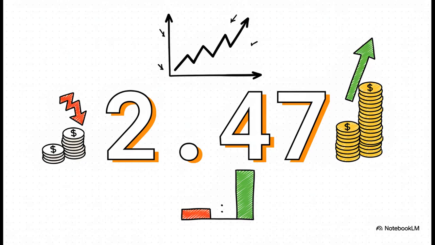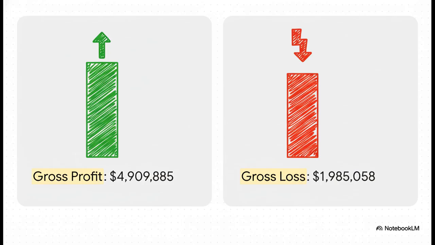Think about that for a second. For every single dollar it lost, it made back almost $2.50. I mean, that's not just a slight edge. That's a massive, massive advantage over the market. And this slide really shows you the raw power behind that number. Let's be clear, this thing wasn't perfect. It did lose money, almost $2 million in losses. But look at the other side. Its profits were more than double that, coming in at nearly $5 million. It's just a classic case of winning way bigger than you lose.